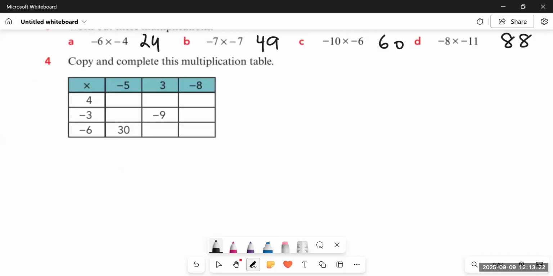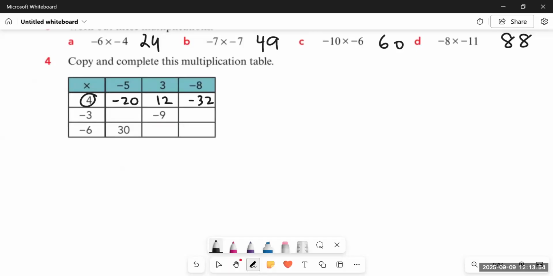Always remember that. Okay, then we have a diagram over here and we have to copy and complete this multiplication table. Some of the numbers are written on the blue line and some are written in the column. What are we going to do? First, we are going to take 4 and minus 5. We'll multiply them and the answer would be minus 20, which comes over here, right? And then we are going to take 4 with 3 and the answer would be 12. Then 4 multiplied by minus 8. 4 8s are 32. It would be minus 32.